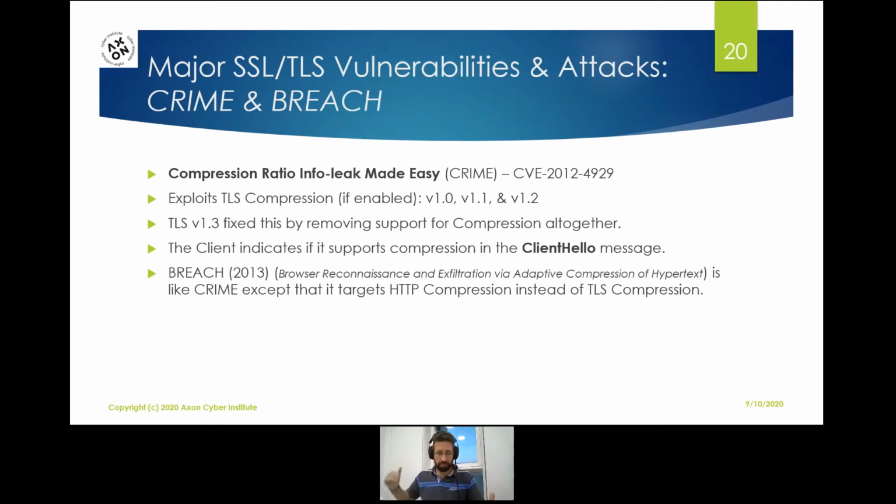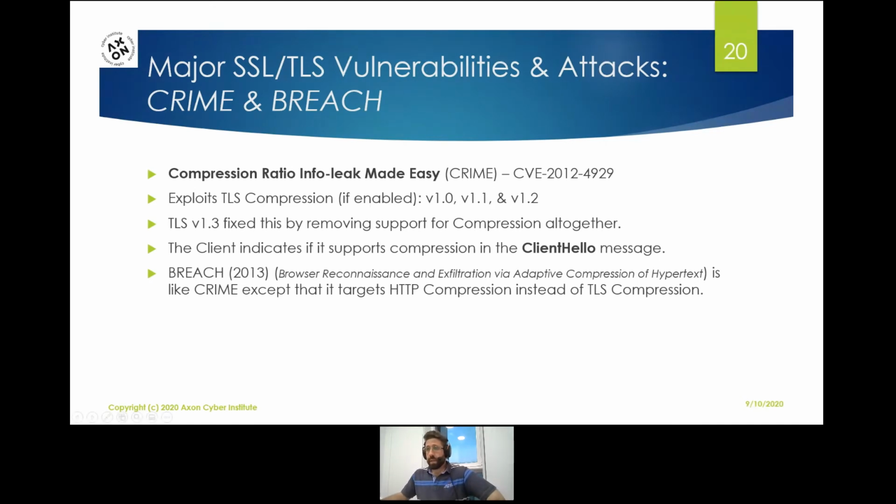So HTTP has its own compression, TLS has its own compression. CRIME targets the compression of TLS, BREACH targets the compression of HTTP. So even though you can disable TLS compression and then eliminate the CRIME vulnerability, with HTTP compression you're still vulnerable to the BREACH attack. In 1.3, all forms of compression are not used, neither TLS nor HTTP. We're going to look into CRIME; both have the same concept and the same principles.